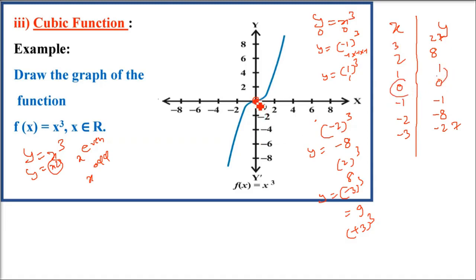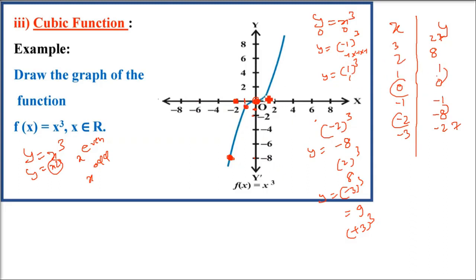So x is 0, y is 0. X is negative 1, so y is negative 1. Just plot it here. X is negative 2, so y will be negative 8. This we can plot. If you see, the power is increasing, and if the power is increasing, the value increases rapidly. That is how exponential functions are. If you have x to the power 4, x to the power 5, it increases rapidly. Here you have negative 2, negative 8.